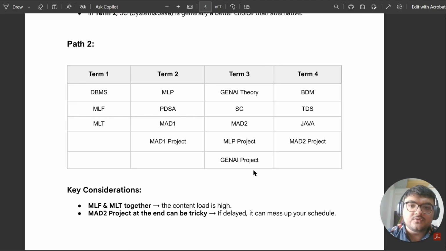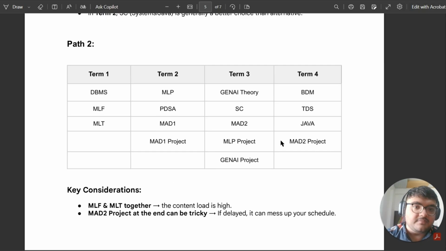For me, if I'm doing it, this will be ideal. The only concern is that MLF and MLT are together. As I said, I'm breaking my rules, but I can't do anything because I needed to take the MLP subject in term two. That's why I needed to complete MLF and MLT together, along with DBMS. Then I will complete MLP, PDSA, and MADM project, which is pretty much doable.